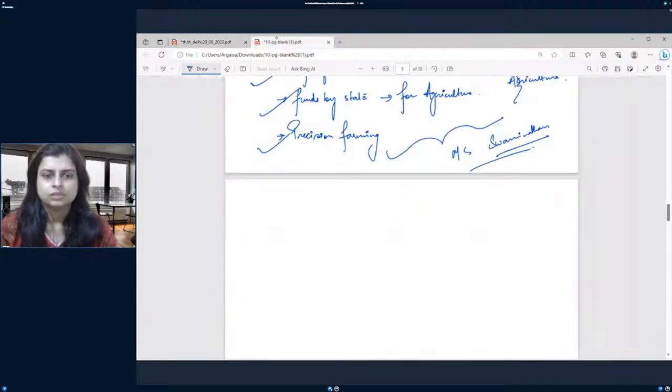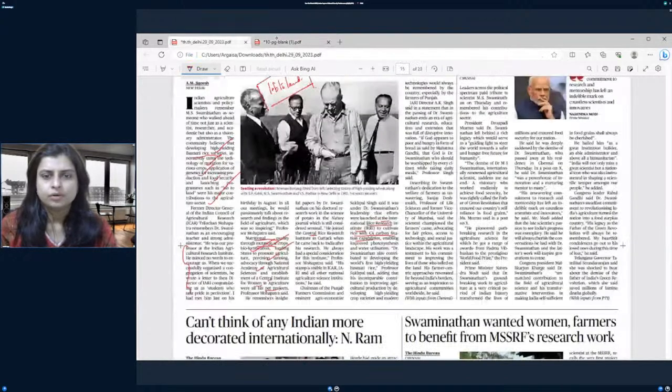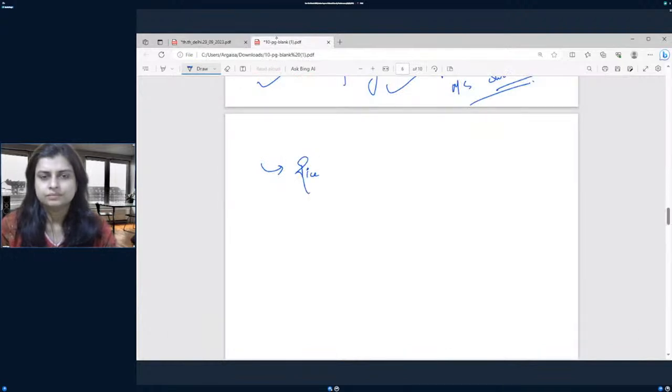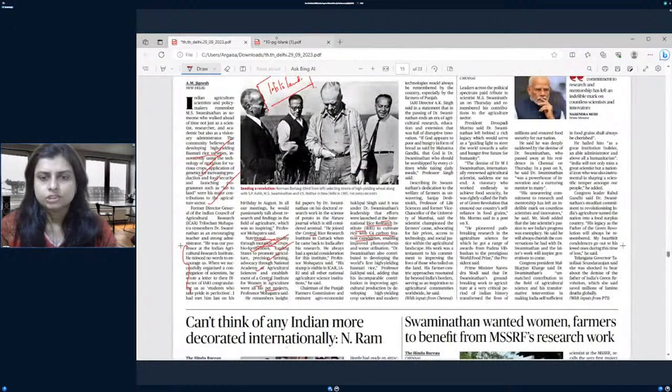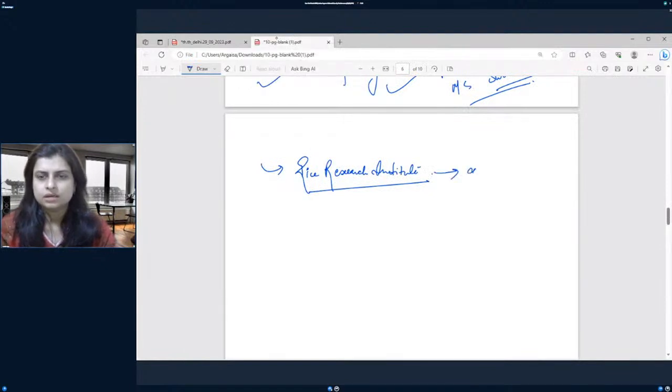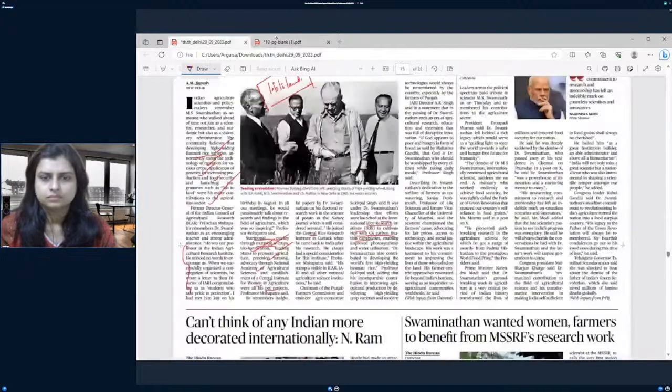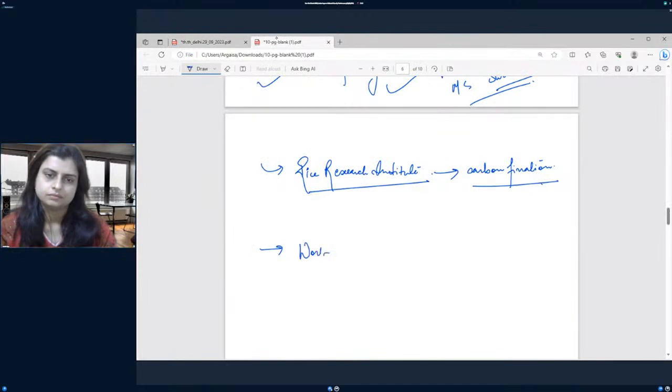Other than that, he also made efforts to launch the International Rice Research Institute to cultivate rice with C4 carbon fixation capabilities. So he was also involved in building up rice research institutes which shall work with respect to carbon fixation. Dr. Swaminathan also contributed to developing the world's first high yielding basmati rice.